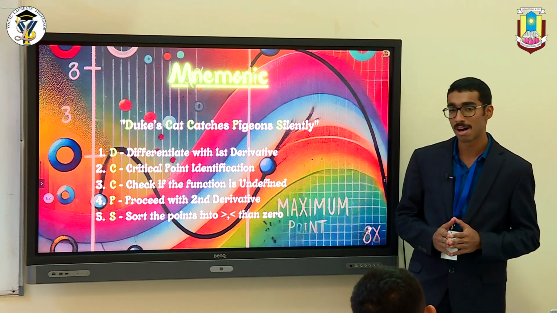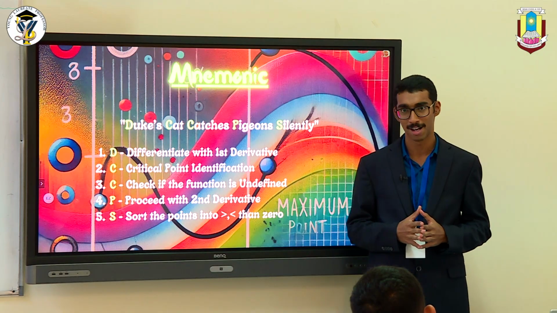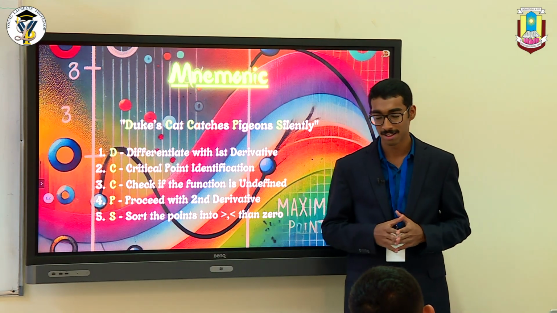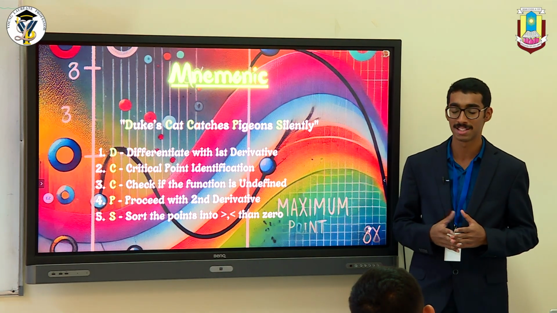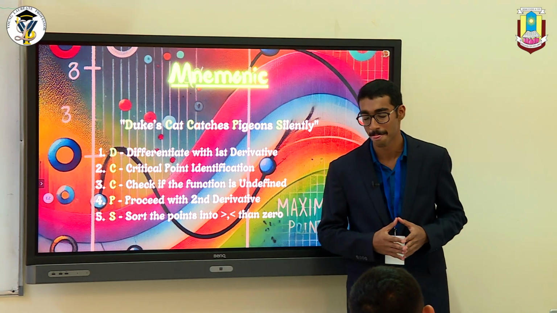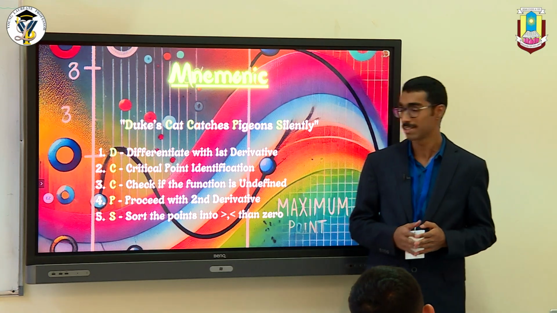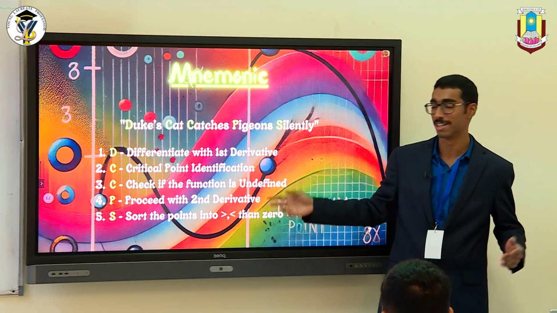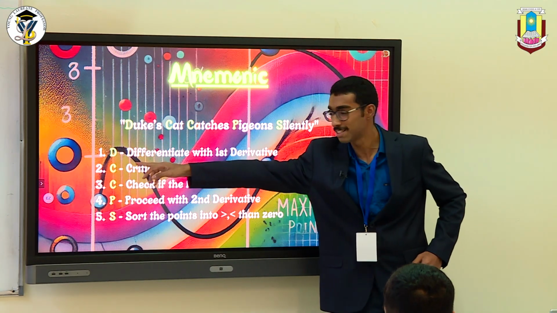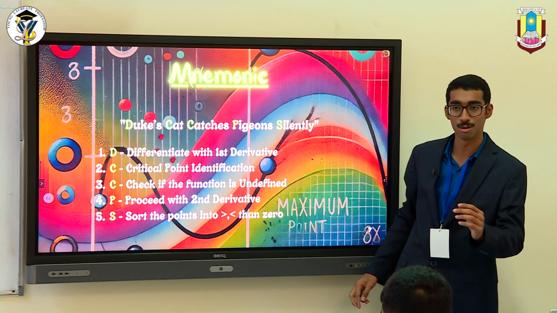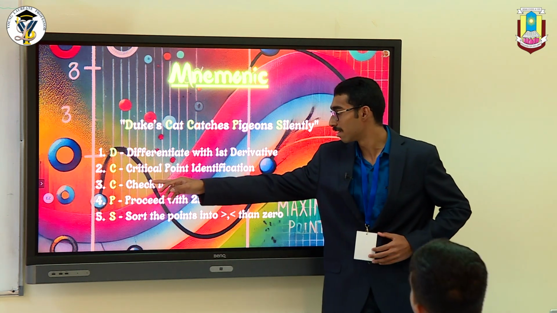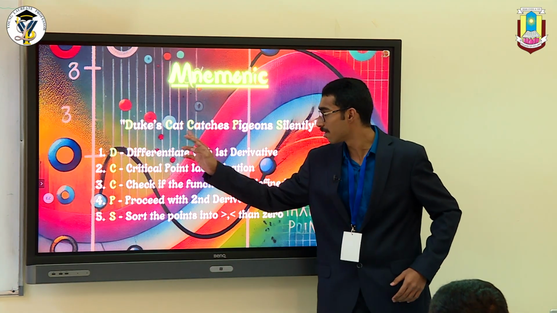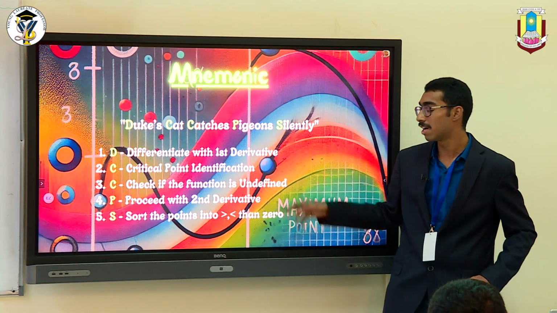So the smartest counselor or advisor thought of the duke's cat. Cats are known for their stealth, for their sleekness, how they attack. So he said to the commandos, the duke's cat catches pigeons silently. No need to use guns. So the D stands for differentiate with the first derivative. You get the C, cat, critical points identification. Equate it to 0, you will get the critical points. Another C, catches: check if the function is undefined.